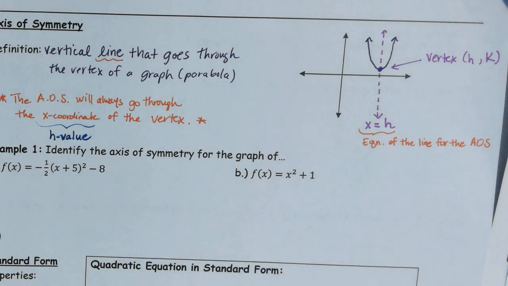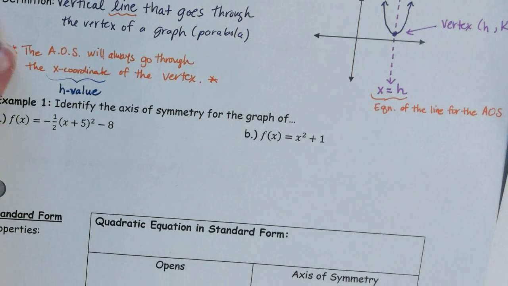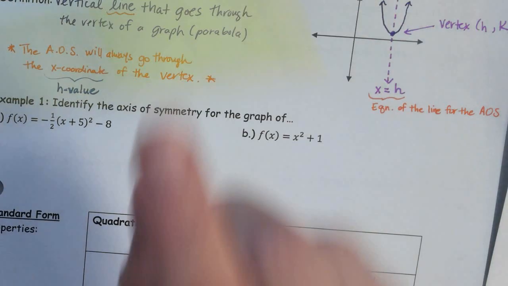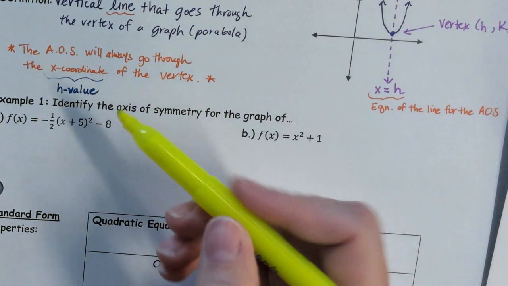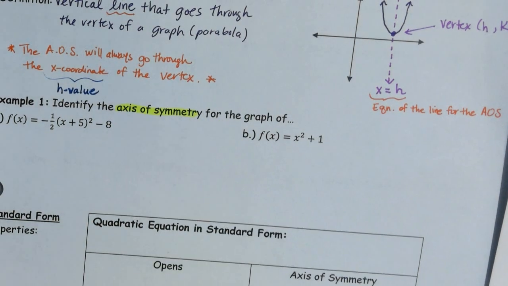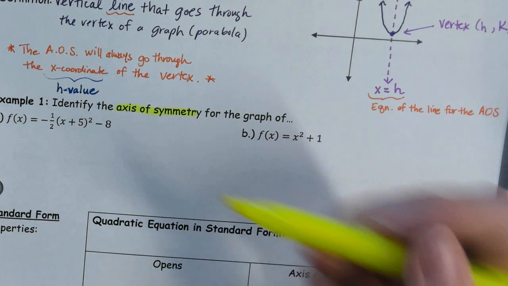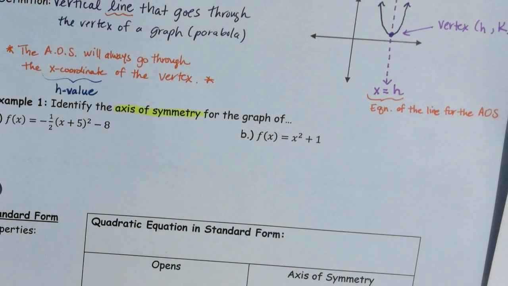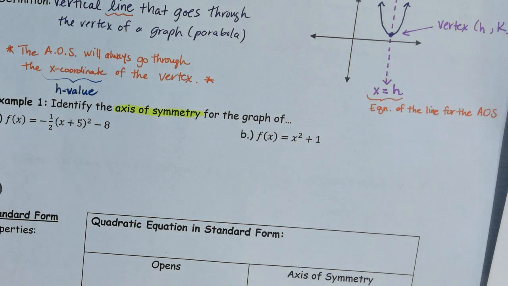So time to put this into practice. For example 1, we have to identify the axis of symmetry for the graph of, and then we're going to do 2 examples. We don't have to graph for example 1. We just have to find the axis of symmetry.